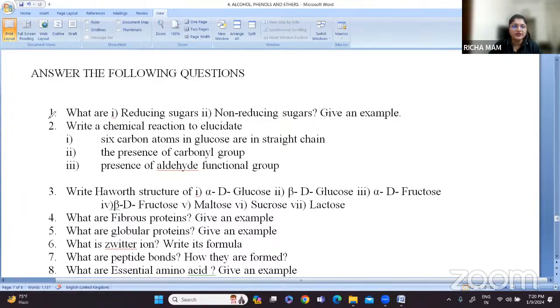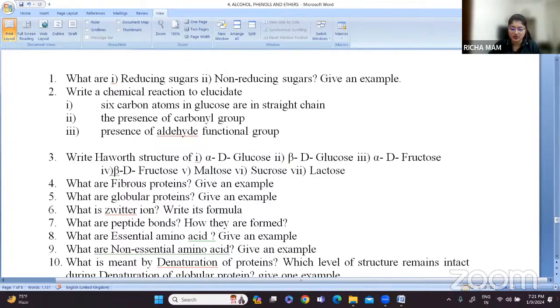Okay, so moving further, write the Haworth structure. As I have told you, please write the Haworth structure. Please study this. I won't be writing these structures, so please note this down. As I have told in my previous classes also, please carry a paper and a pen and make notes of this. Please note down these important questions because these are very important. Please write down this particular third question, that is, write the Haworth structure. Very important.